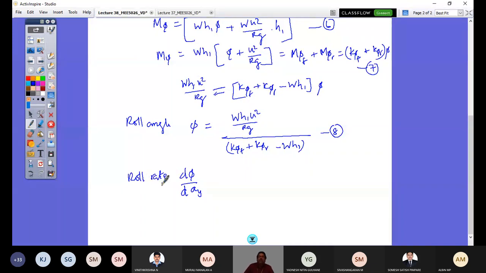That would be ∂φ by ∂Ay. Ay we always represent as a normalized value of g. Ay here is U squared by RG. So if I differentiate this, I get WH1 by Kφf plus Kφr minus WH1, which is the ninth equation and gives me the roll rate.